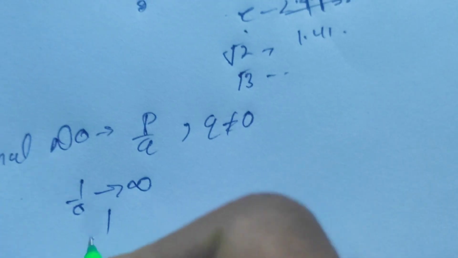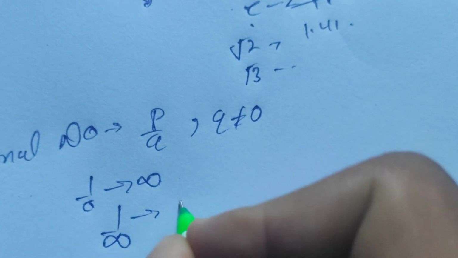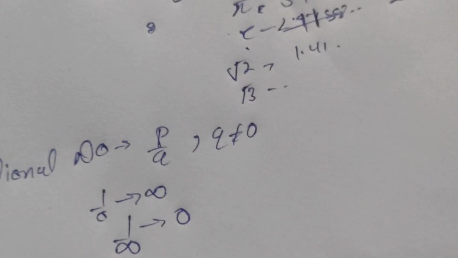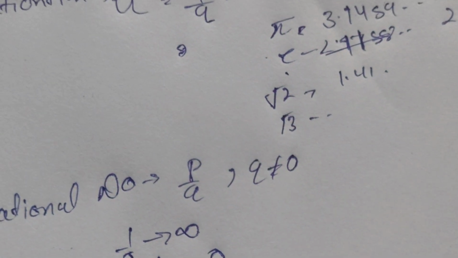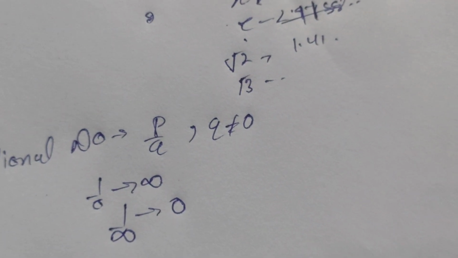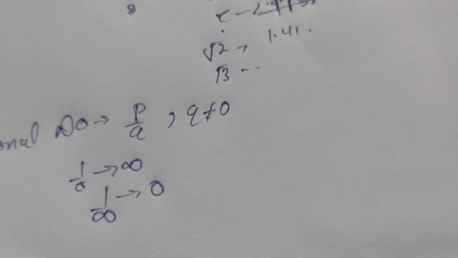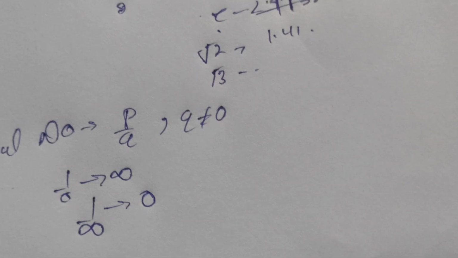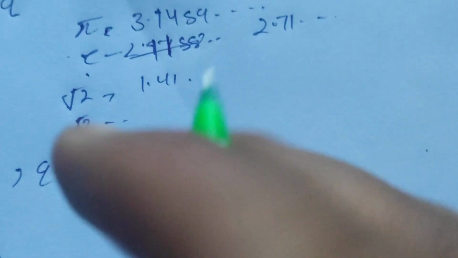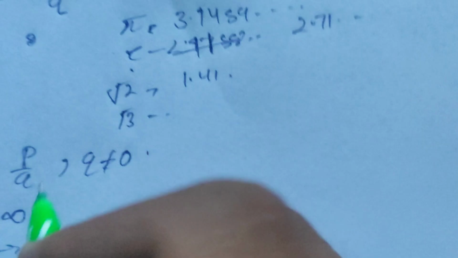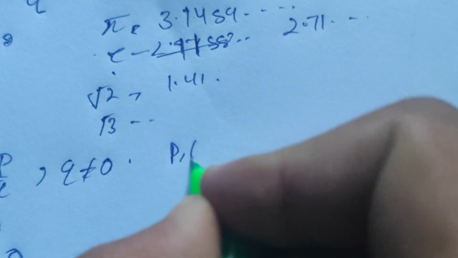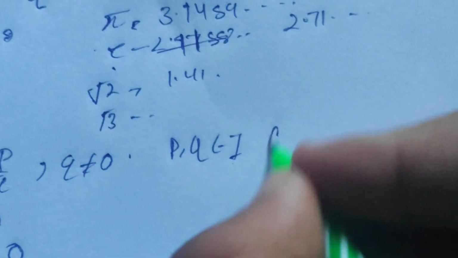Similarly, 1 upon something large tends to 0, not exactly 0. Similarly, if the denominator has a very small value, this goes up to infinity, that's why we say tending to infinity, but basically it is not defined. We can't define 1 upon 0, that's why we say tending to. Now, the form is p upon q, q not equal to 0, and p and q are both integers.